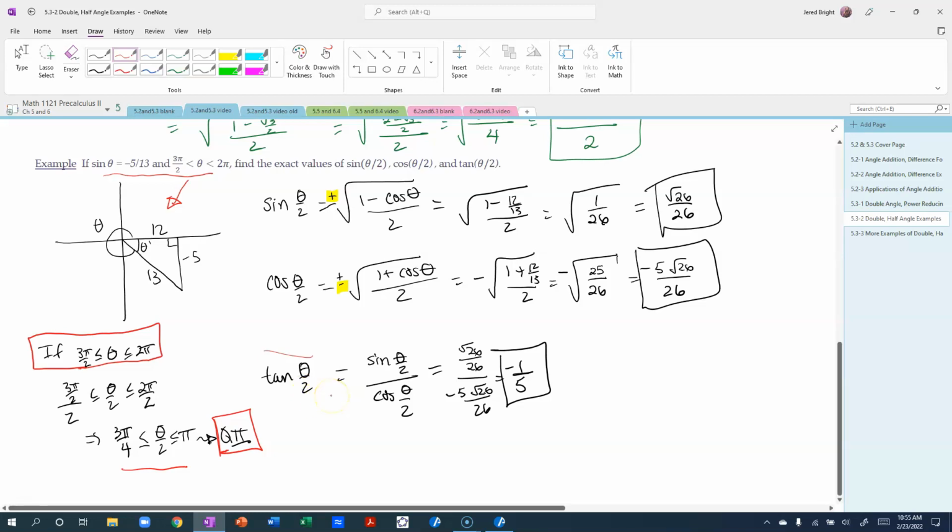Tangent, rather than using that complicated formula, I just did sine of the angle over cosine of the angle, which was a lot easier for me to go through, and then simplified it, and I got negative 1/5. Okay, so there we go. We have another example under our belt of the half angle formulas.